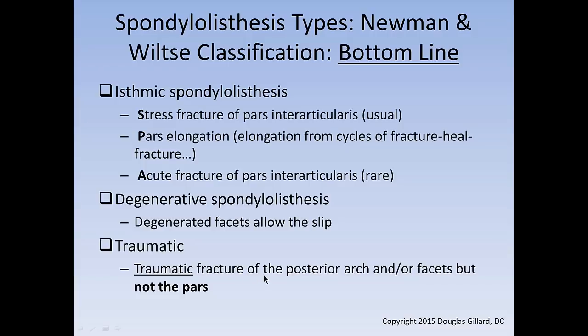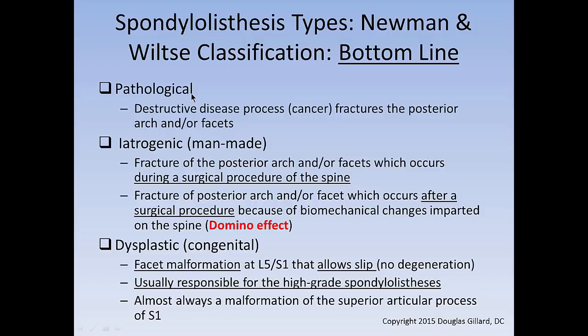Traumatic, trauma to the posterior articular facets causes a fracture and slip, but not to the pars. That's a good test question, right? Traumatic spondylolisthesis does not include an acute stress fracture or acute fracture of the pars, like a traumatic fracture. That's still considered isthmic spondylolisthesis. Pathological fracture, maybe you have cancer that has wiped out the facet joints or the pars region. Some osteolytic lesions have taken it out. You can get a spondylo from that.